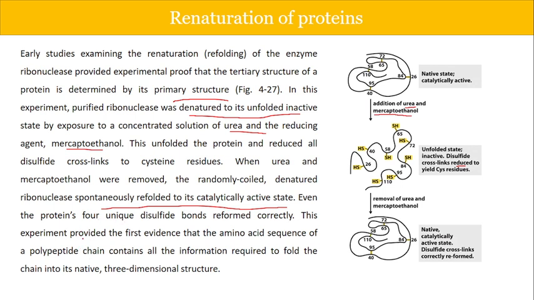So this experiment provided the first evidence that the amino acid sequence of the polypeptide chain contains all the information required to fold the chain into its native three-dimensional structure. If there are eight cysteines, they are capable of forming four disulfide bonds. So there can be different combinations of disulfide bond formation.